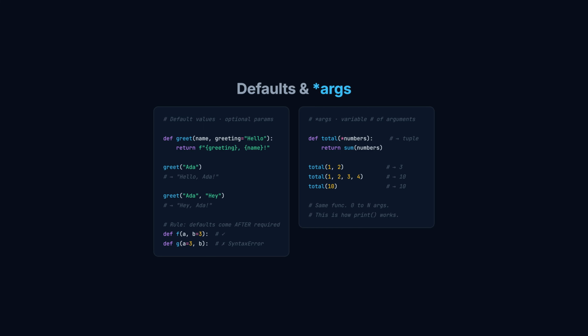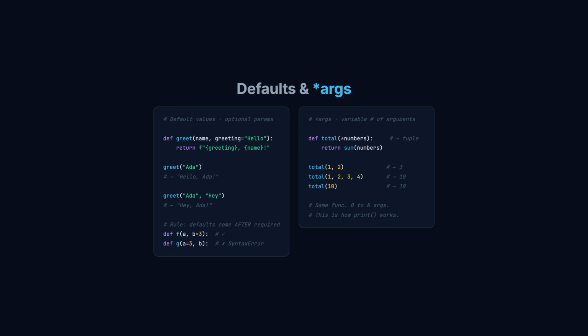Call greet("Ada"). You get "Hello, Ada!" Call greet("Ada", "hey"). The second argument overrides the default, and you get "hey, Ada". Defaults are how you write a function that is simple for the common case and configurable for the rare one. Think of it as a menu. There is a default dish, but you can customize.